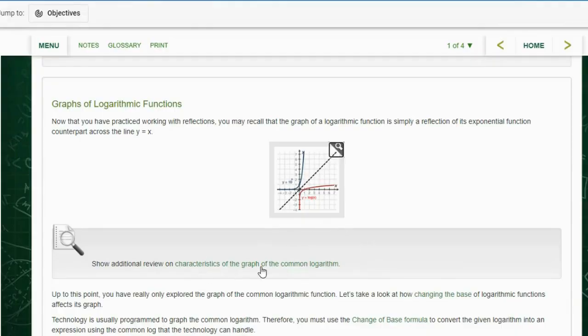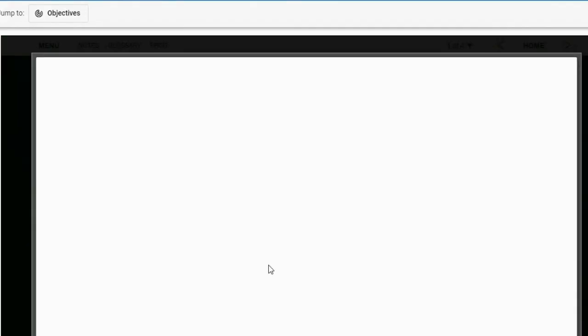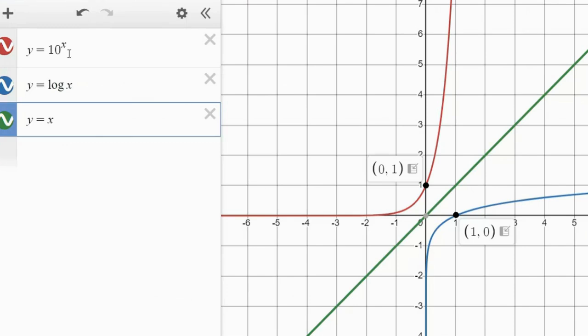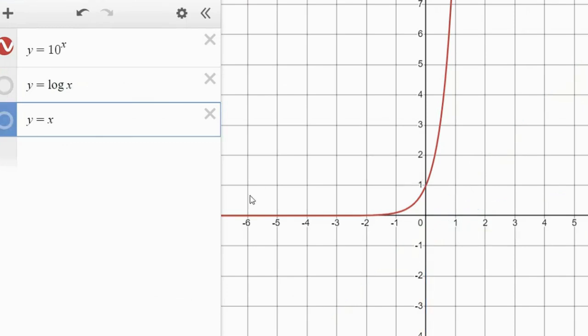If we want to see additional characteristics, let's look at more characteristics of the graph of the common logarithm, which is what we just have on Desmos. So the domain of an exponential function is all real numbers, right? When we look at, let's turn off this one, the domain is all real numbers. The x's go from negative infinity to infinity. Now, it takes a long time to get to infinity because it's going up so fast, but it keeps going to infinity. And the range is y is greater than 0.